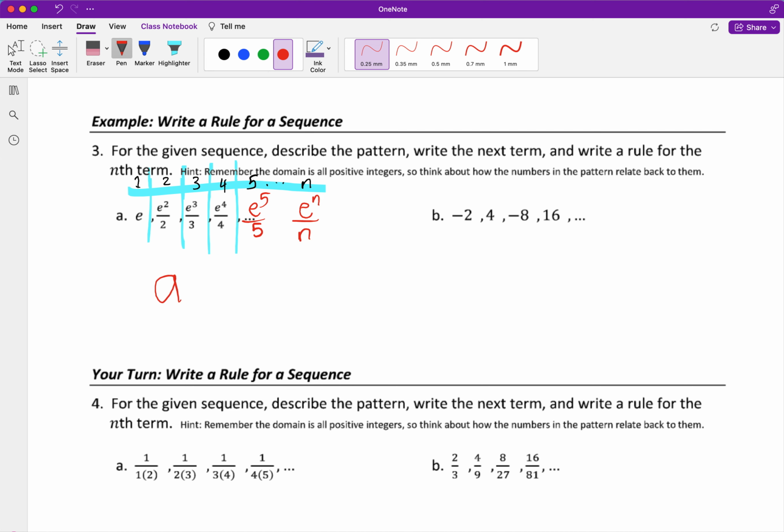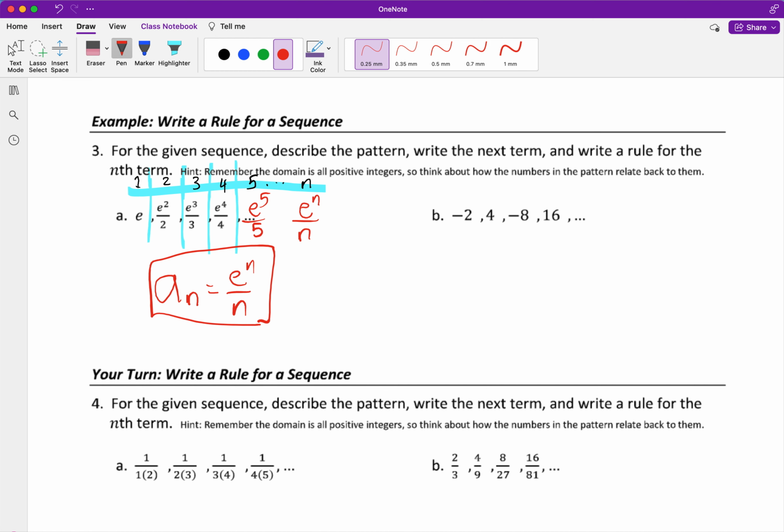The way we write that is we write a lowercase a sub n, with the lowercase a written almost the same size as a capital, like if you were to write a capital A, except that you very specifically use a lowercase a. Then we say equals e to the n over n. This is referred to as the rule, and it's basically describing what the pattern would be.